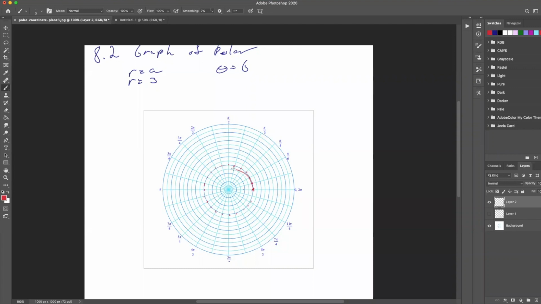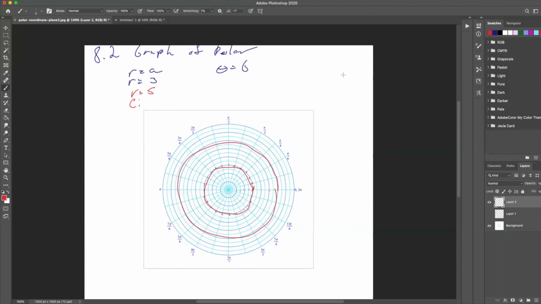And so here I have just a circle. So r equals 3. Same thing for r equals 5. We'll just go out 5 units. 1, 2, 3, 4, 5. And here we just draw this circle in. And so r equals some a is a circle, right? This is just a circle. Theta equals some b is a line.